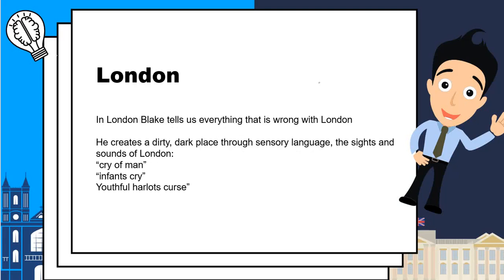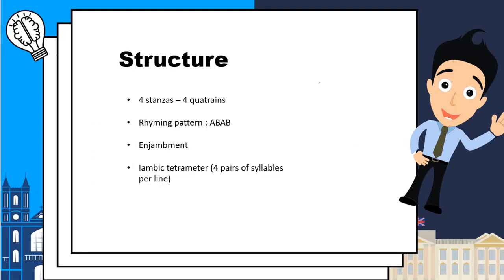So when we look at London, London tells us everything that is wrong with London. He creates this dirty, dark, horrible place through lots of sensory language. He tells us about the sights and the sounds of London. So we hear the cry of every man. We hear the infant's cry and the youthful harlots cursing at night. It is structured in 4 stanzas of 4 quatrains. It has a rhyming pattern, A-B, has enjambment, and has iambic tetrameter, which is 4 pairs of syllables per line.